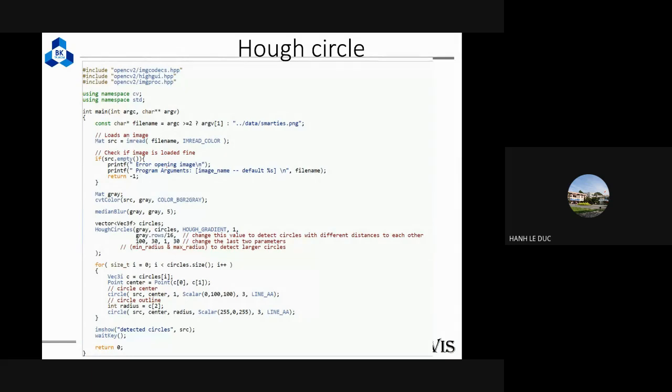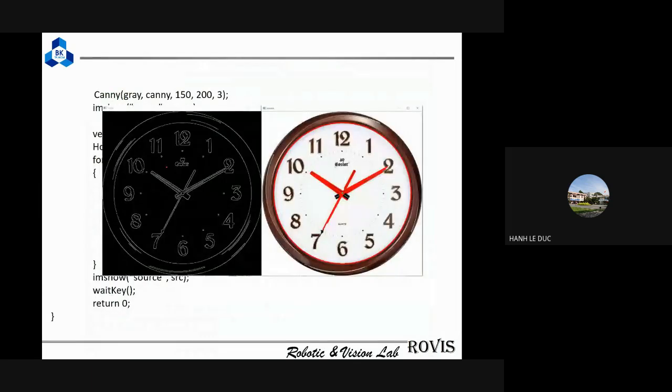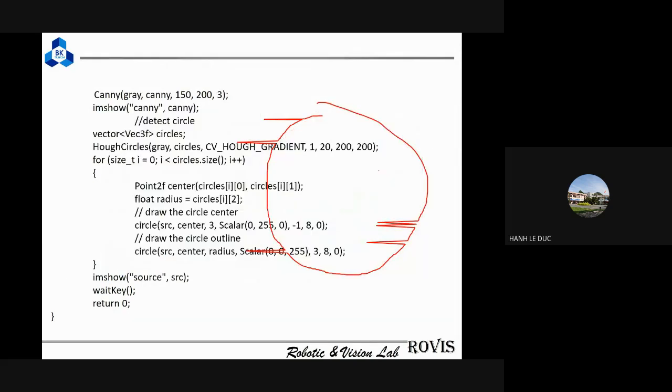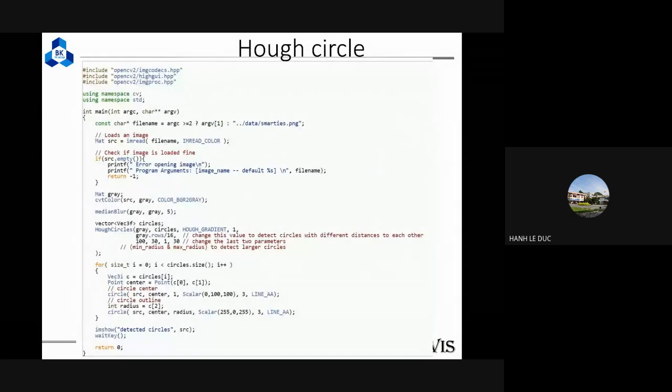And this one is this one. So why in this one can I not recognize the outer circle? Because here you can see that we can adjust the min radius and max radius to recognize. Okay, so this is the HoughCircles function. It's very flexible, so it's very strong, right? You can use it.